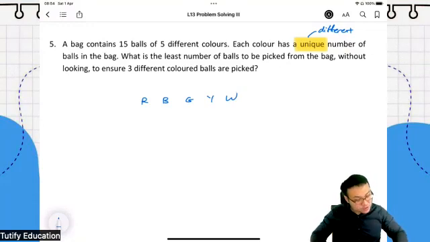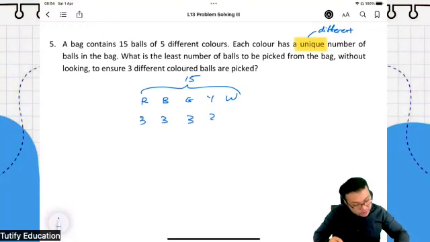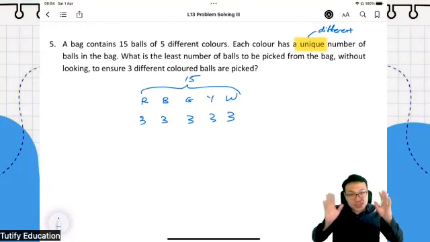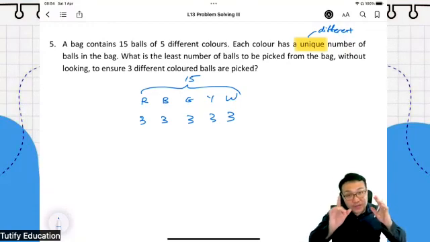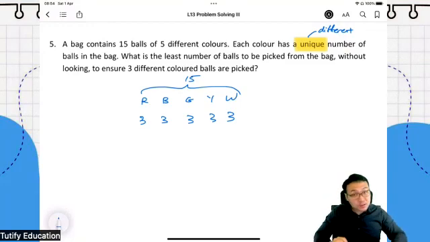And there's 15 balls altogether. The number of balls are unique. Can I say that there's 3 of each color? Cannot. You cannot say that there's 3 of each color. Every color has a unique number of balls. So every number must be different, you know.